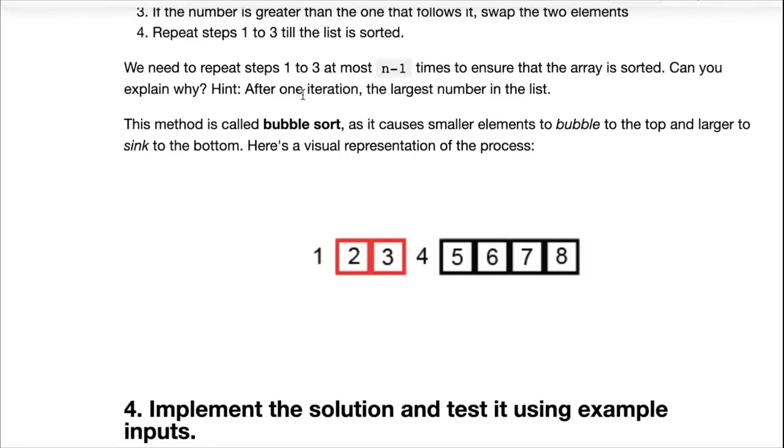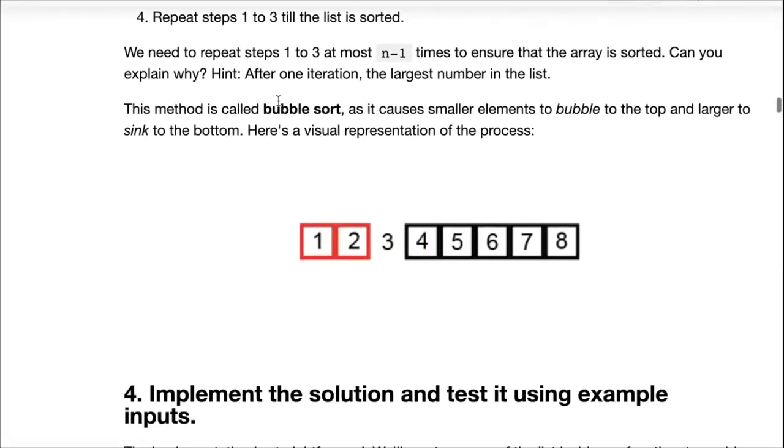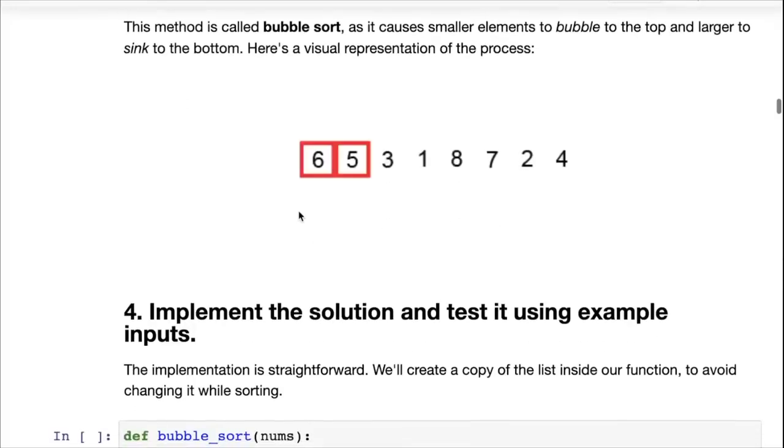And here's a hint. After one iteration of the process, the largest number in the list will reach the very end. So that means that each time you're putting one of the largest numbers at the very end. So you need around n steps. So here's an animation showing the same thing.